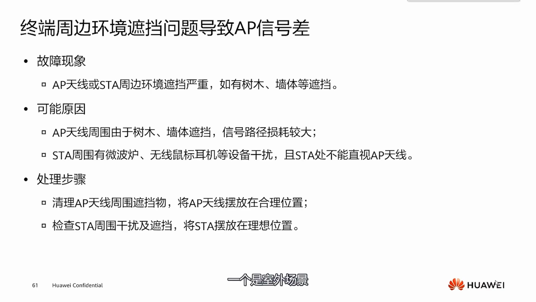One is outdoor scenarios. It could be AP antennas or serious obstructions around, like trees, walls blocking. And when outdoors, perhaps the trees are quite tall or the buildings are high, resulting in lower signal strength. Typically, when deploying outdoors, we need to consider the height of obstacles and their impact. We consider these scenarios when planning. Another reason could be devices like microwaves or Bluetooth headsets causing interference. Then there's the position of the terminal, directly in line with the AP's antenna, with obstacles in between. This is caused by obstructions.